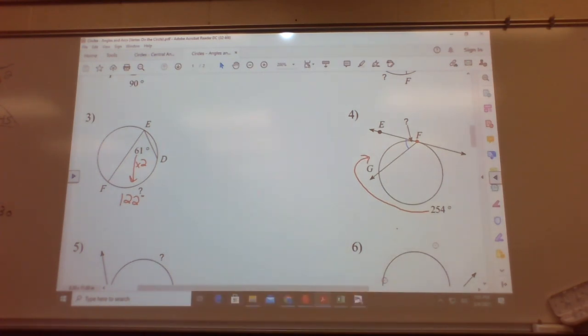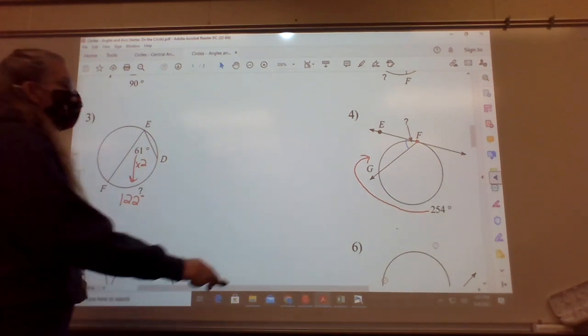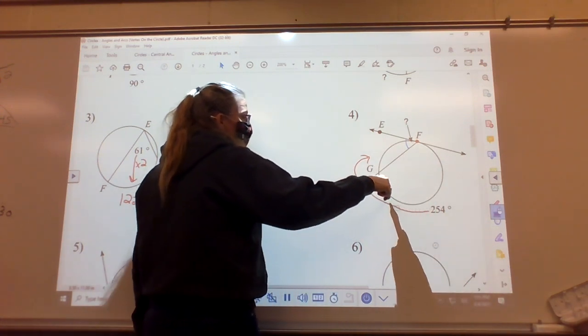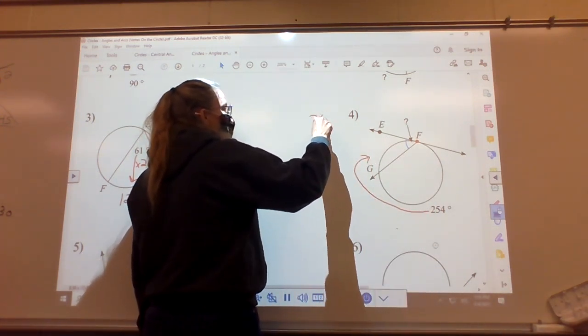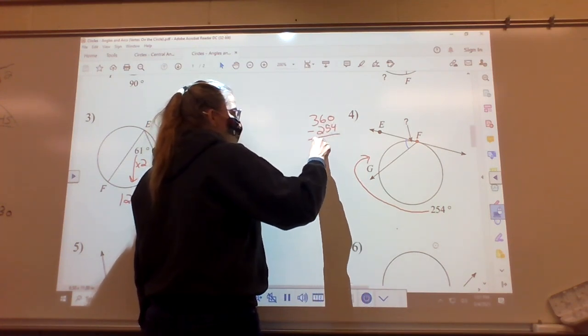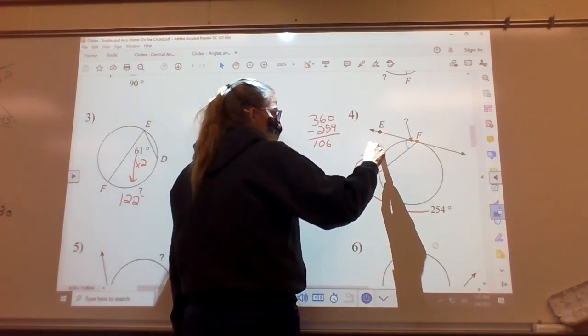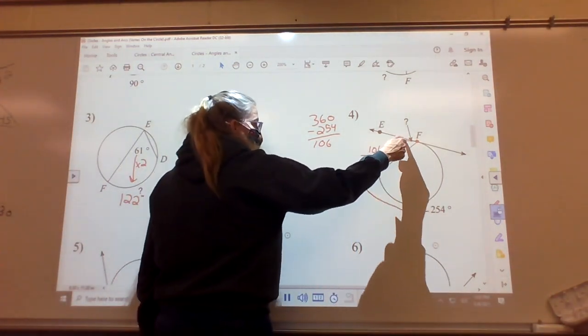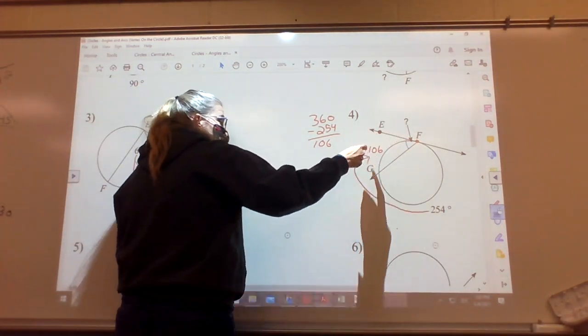Right. All the way around this thing is 360. So from here to here is 254. 360 subtract 254, I get 106. So now this guy's 106. So now my arc and my angle line up. They're on the same side. So now I know this arc.